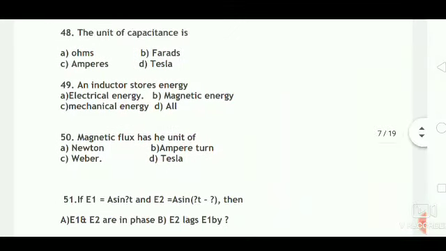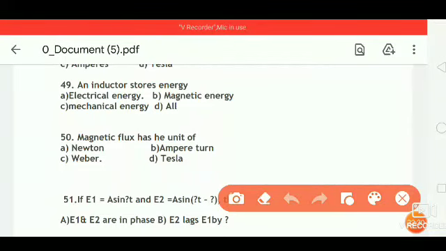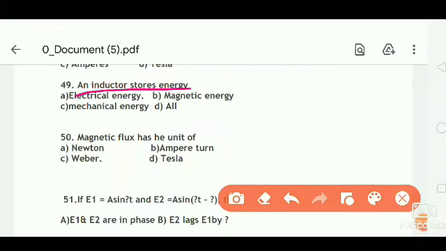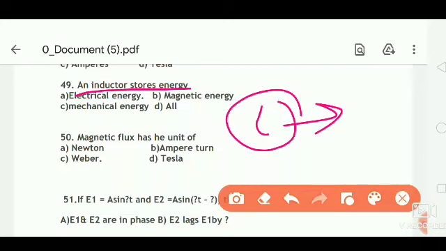So the next question is, the inductor stores energy: electrical energy, magnetic energy, mechanical energy, or all. We know the inductor, L, always stores energy.